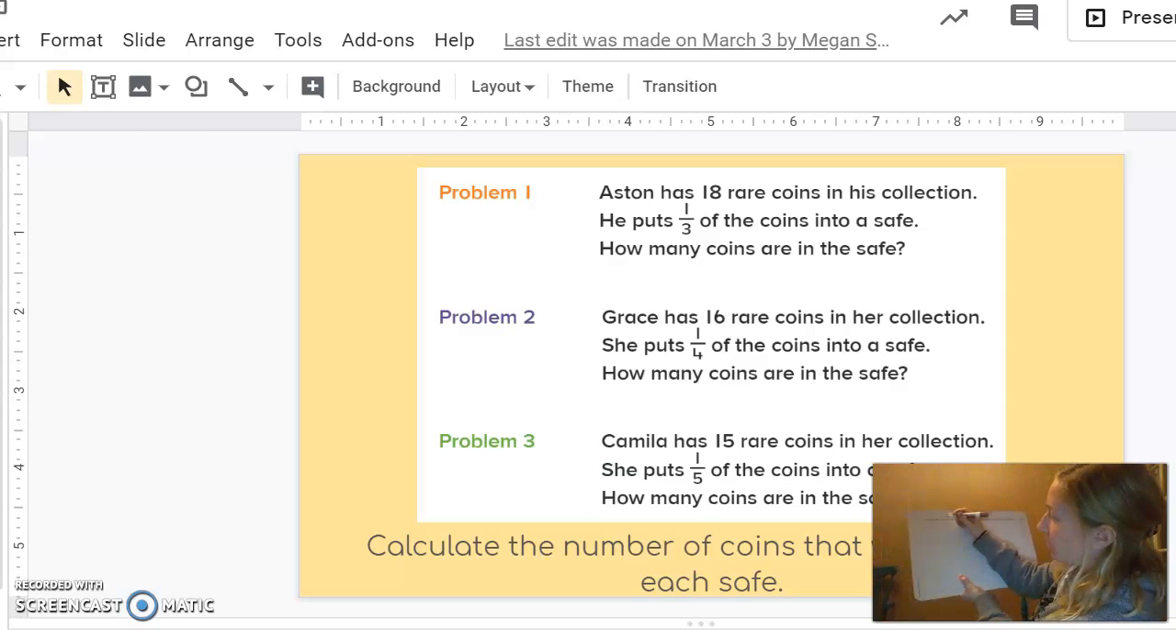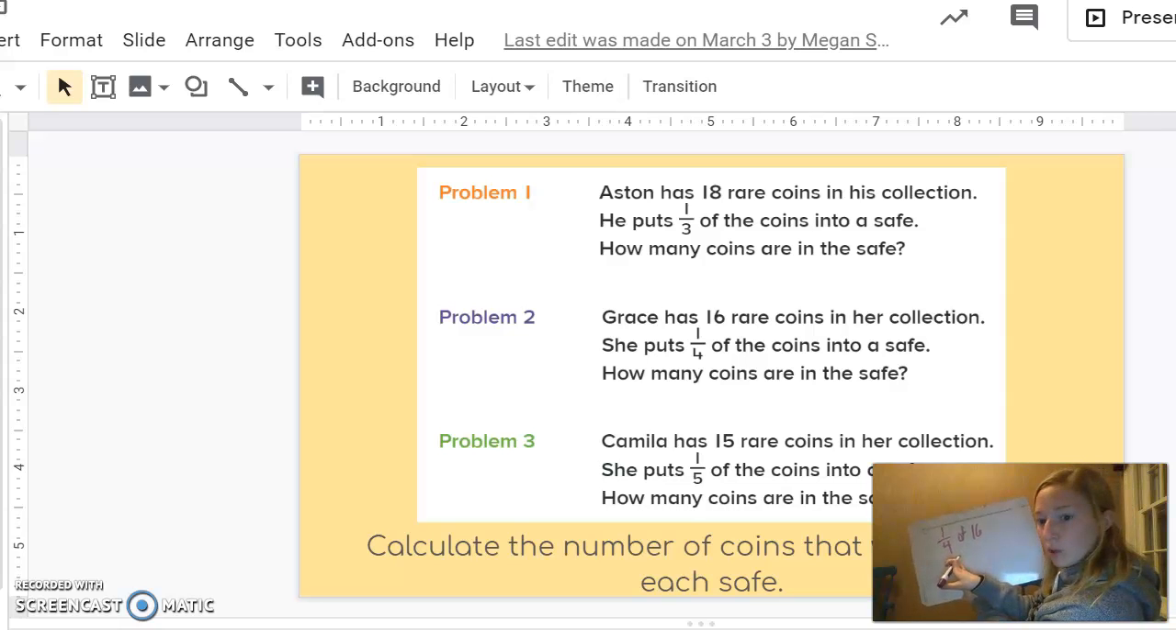So I need to figure out what 1/4 of 16 is. That'd be like saying if I had 16 coins and I put them into 4 different groups, how many are in each group? Well, I know 16 divided by 4 is 4. So all you have to do is take 16 divided by 4, and you're going to get 4. So how many did Grace put in the safe? Well, she put 4 of them into the safe. Now, if you need to draw pictures to help you understand that, that's fine too.